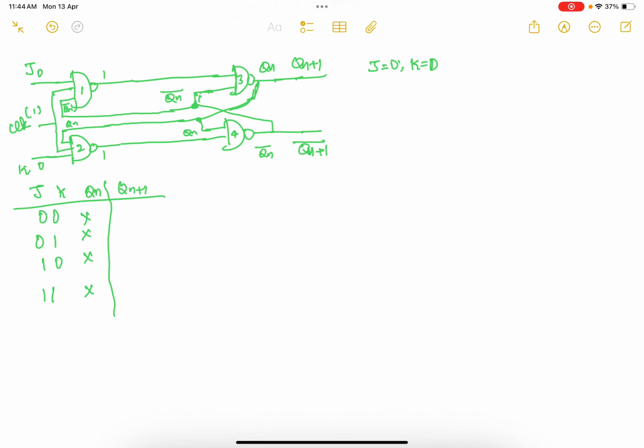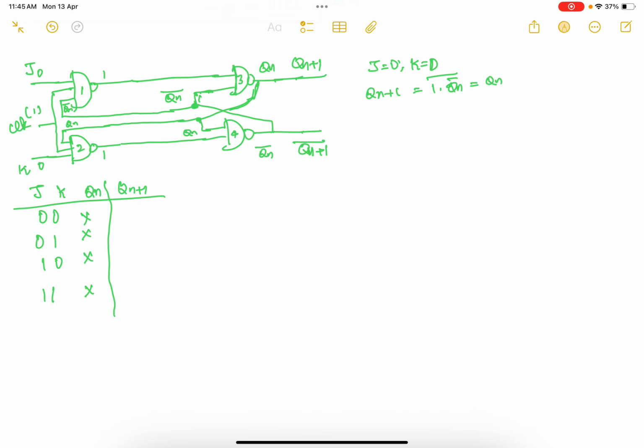So the complement will produce 1. Okay, so the output of gate number 1 is 1 and the output of gate number 2 is also 1. Now the output of gate number 3 is Qn+1. So Qn+1 is nothing but 1 into Qn bar, the whole bar, which is nothing but Qn.